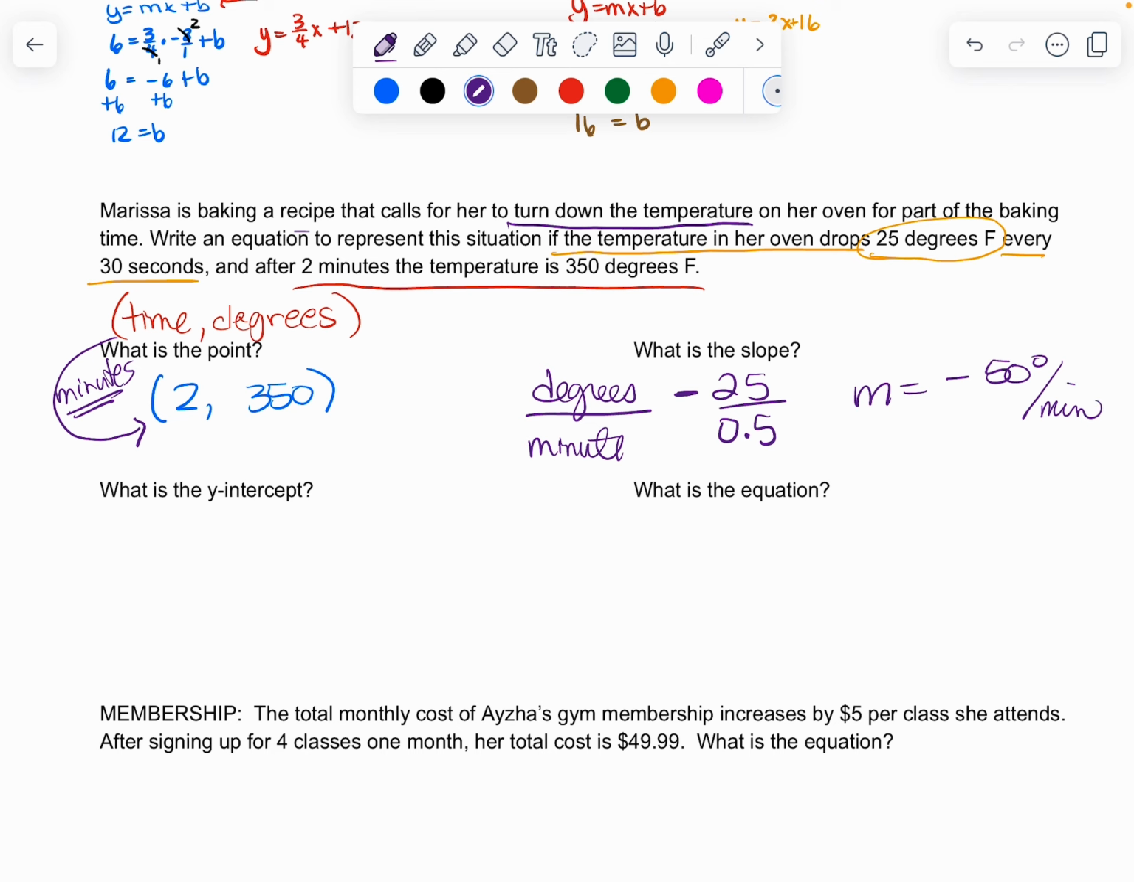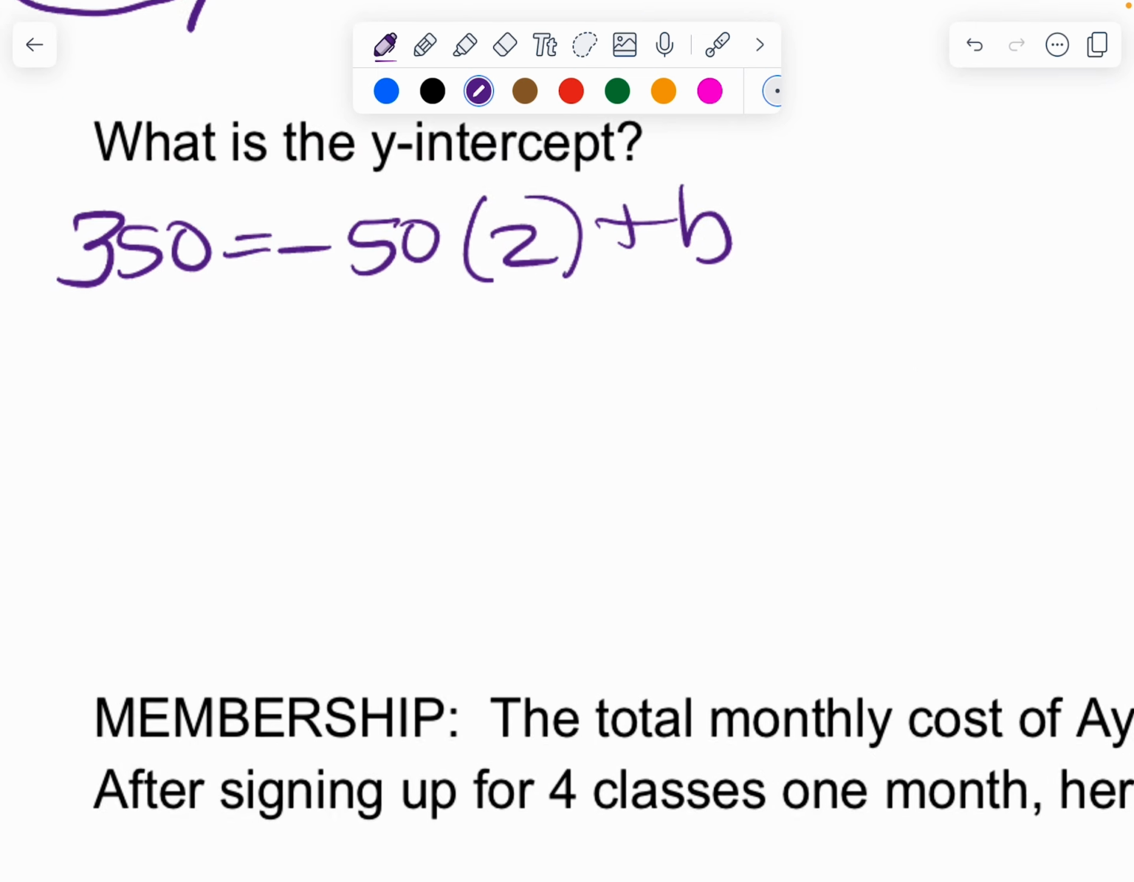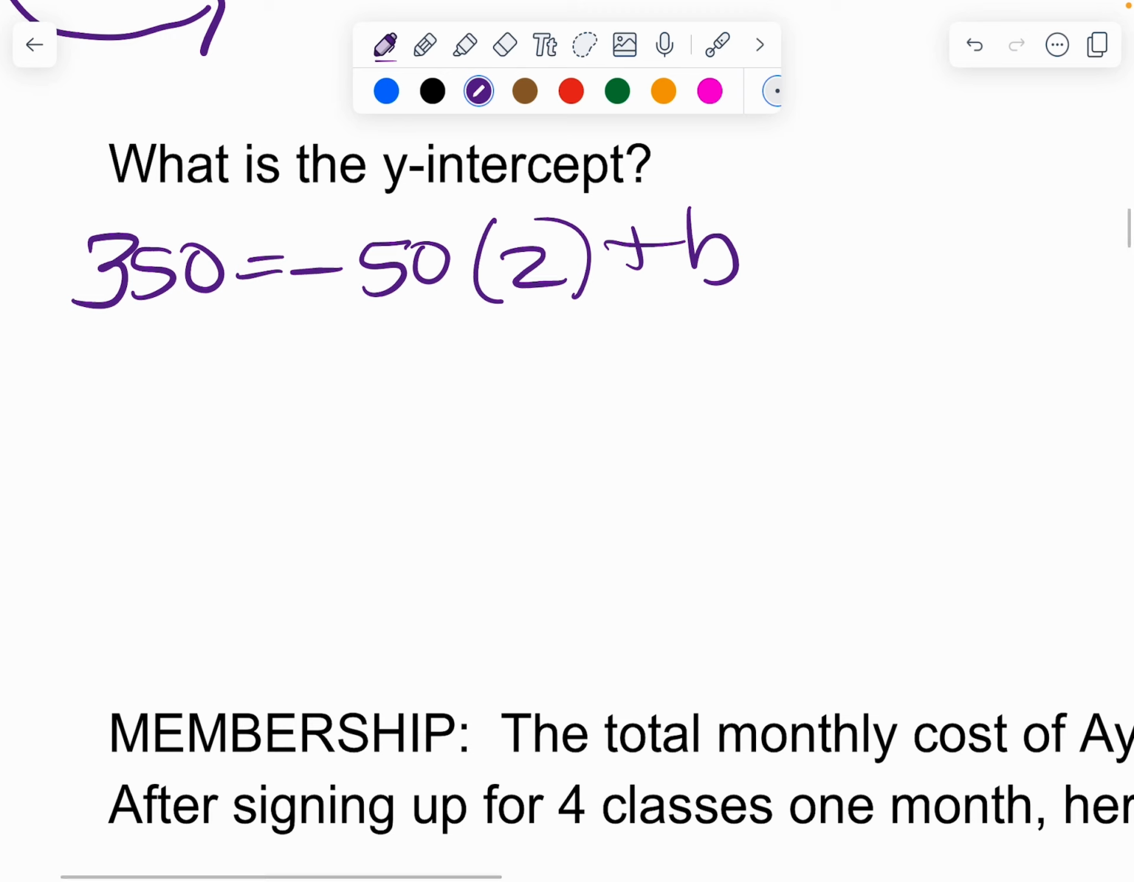So if I plug this in, my y value is 350. My m value is negative 50. My x value is 2 plus b. Solve that and see if you got the same answer.